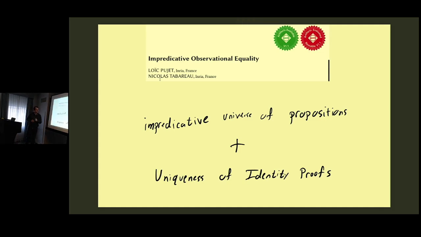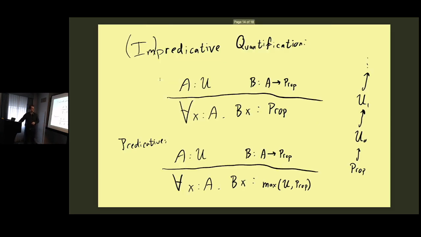Okay, and then our last talk, we have impredicative observational equality. So the point of this paper is to introduce a type theory that combines two very strong logical principles that have been shown difficult to combine in the past. So an impredicative universe of propositions and this uniqueness of identity proofs principle.